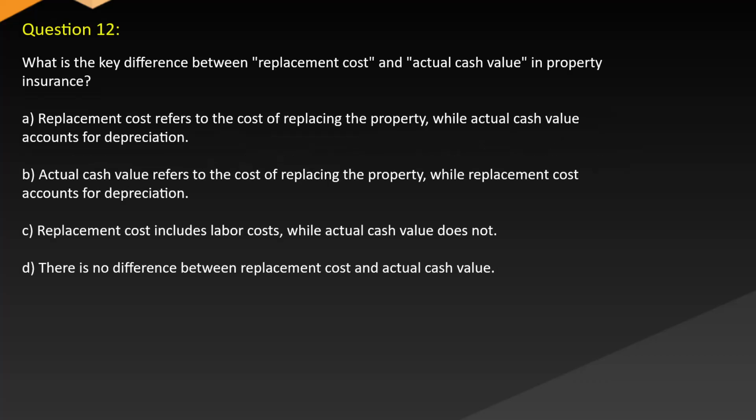Question 12. What is the key difference between replacement cost and actual cash value in property insurance? A. Replacement cost refers to the cost of replacing the property, while actual cash value accounts for depreciation. B. Actual cash value refers to the cost of replacing the property, while replacement cost accounts for depreciation. C. Replacement cost includes labor costs, while actual cash value does not. D. There is no difference between replacement cost and actual cash value.